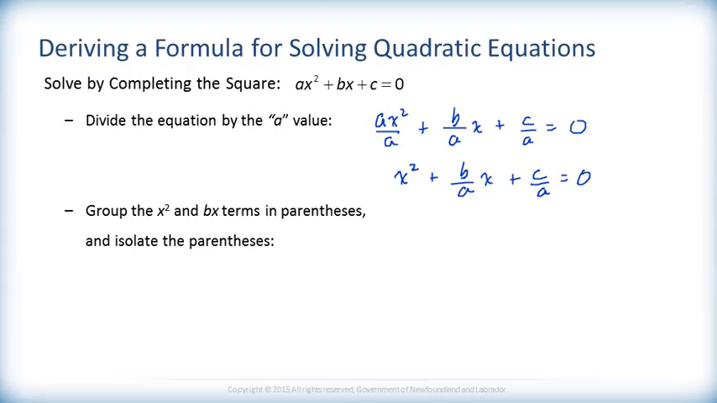You've got x squared plus b over a x plus c over a equals 0. Now it says group the x squared and bx terms. Well, we're going to call that the b over a x term now because that's our second term. It doesn't just use b anymore. So we've got now x squared plus b over a times x equals negative c over a. So we've done everything those first two steps have asked us to do. We'll move over to the next slide for the next two steps.